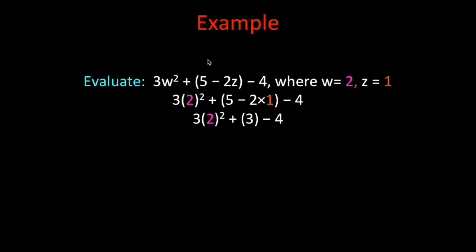Next, you're going to do the exponent. 2 to the second power is 4, and you rewrite everything else the same. Next, you're going to do multiplication. Remember, if there is no sign that separates the number and the parentheses, it means multiplying. So 3 times 4 is 12, plus 3 minus 4. Now, because you have addition and subtraction, you're going to start from left to right. 12 plus 3, that's 15. 15 minus 4 is 11.